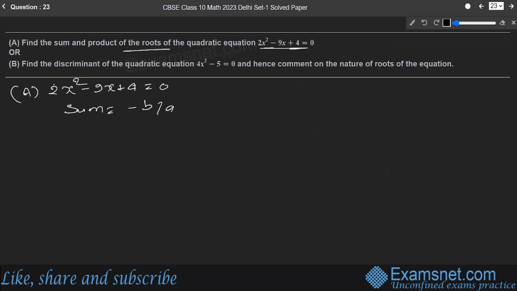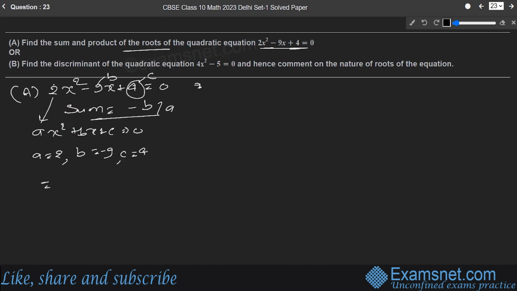Let us compare this with our ax square plus bx plus c. If we compare, then obviously we get a value as 2, b value as -9, and c value is the constant part, that is 4. So these are the three values that we get. Sum of the roots is given by minus b by a, so the sum is minus of -9 divided by 2, which comes out to be 9 by 2.